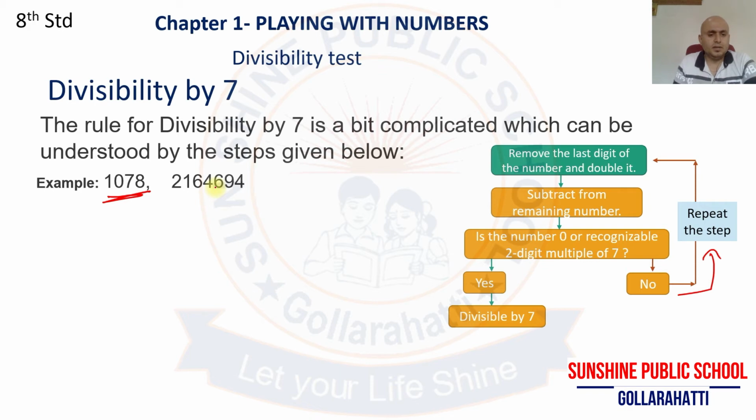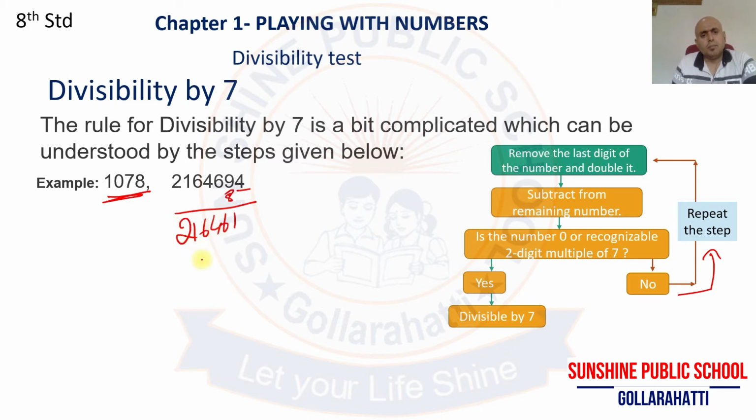So the second example is 21 lakh 64,694. What is the last number? The last number is 4. So take out the last number 4 and double it, that means 8. 9 minus 8 is 1, and the remaining is 6, 4, 6, 1, 2.